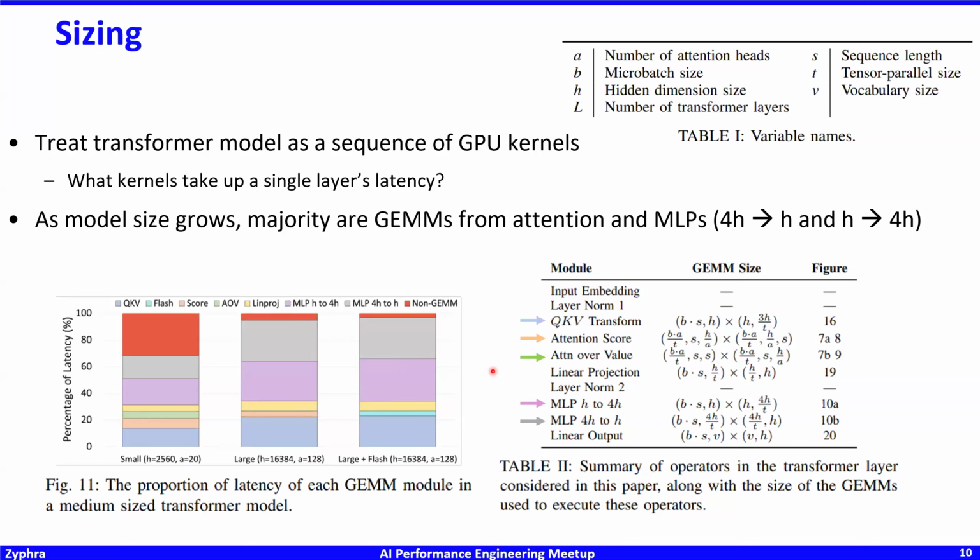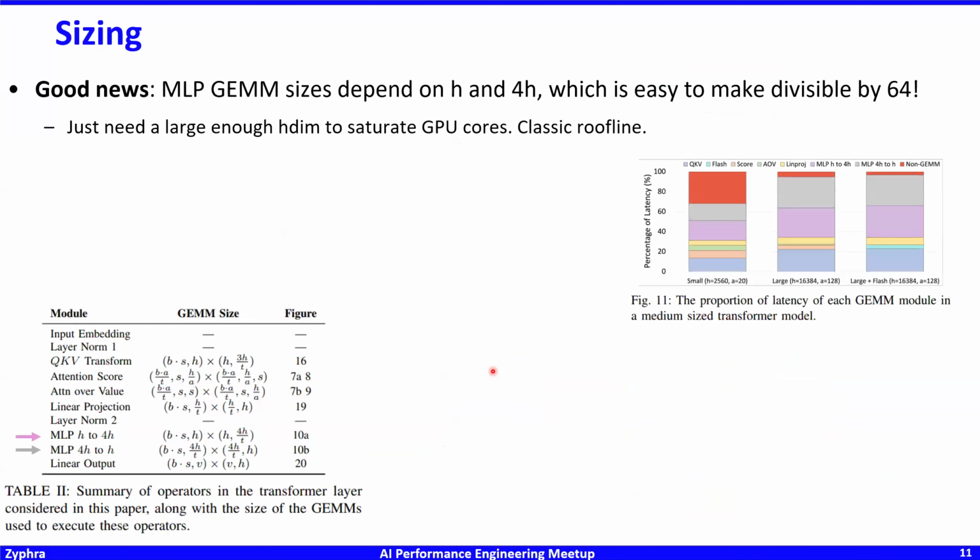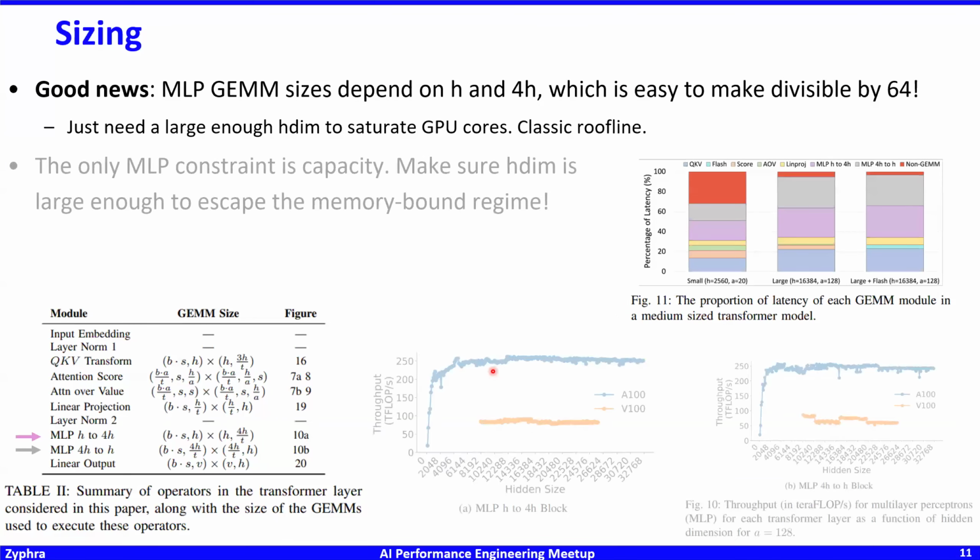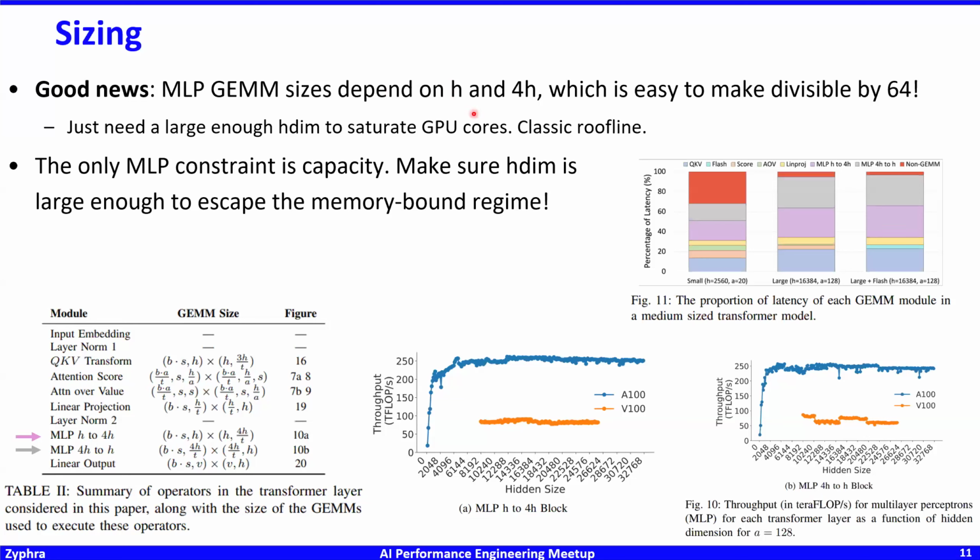What are their sizing sensitivities, and what should we set them to? The good news is that MLP GEMMs just depend on the hidden dimension and 4 times the hidden dimension for this example. Things have changed a bit since then, but it's still much more straightforward to optimize MLPs. It's really just a roofline model. As long as your hidden dimension is large enough, you can saturate the GPU and you'll get pretty much peak throughput on this specific GPU. And this holds across architectures. So both for A100s and V100s, you really just need to make the MLPs big enough and you'll be fine.